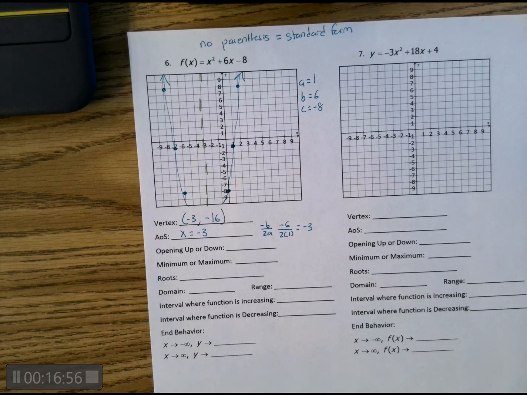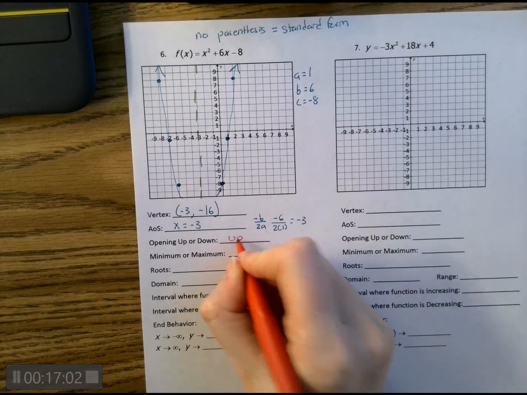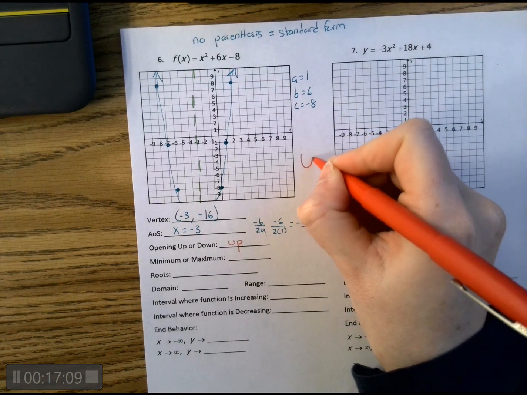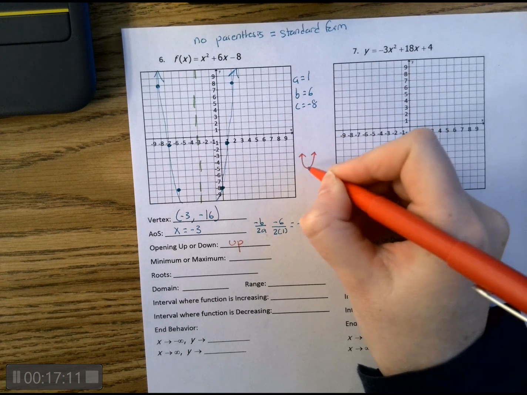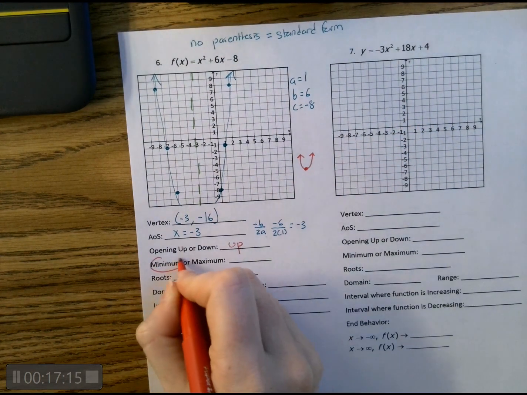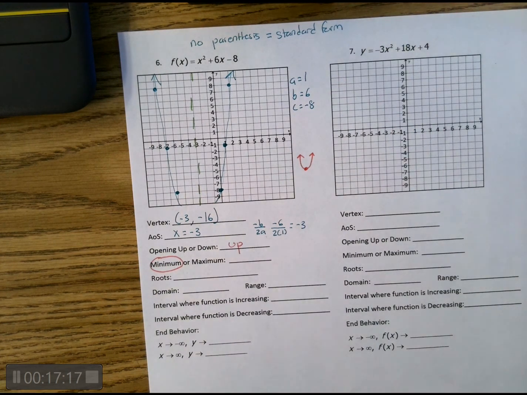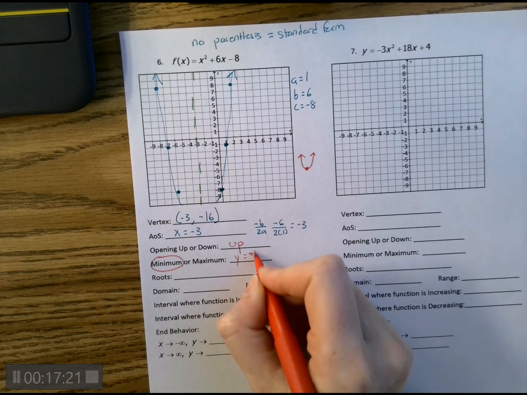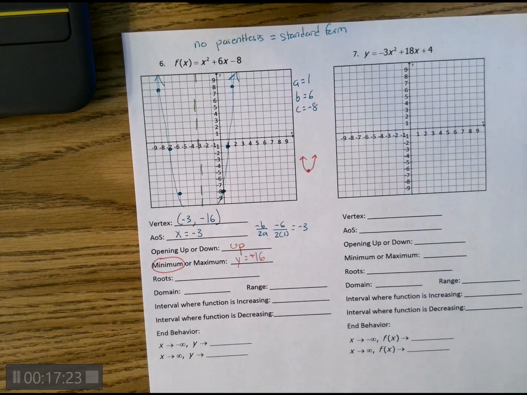Okay. Alright, so tell me, does it open up or down? Well, look at your arrows. Where are they pointed? They're pointed up. So, we open up. Do we have a max or a minimum? Well, because our shape looks like this, even though we can't really see it, we're going to have a minimum. And that minimum value is going to be the y-coordinate of our vertex. So y equals -16.